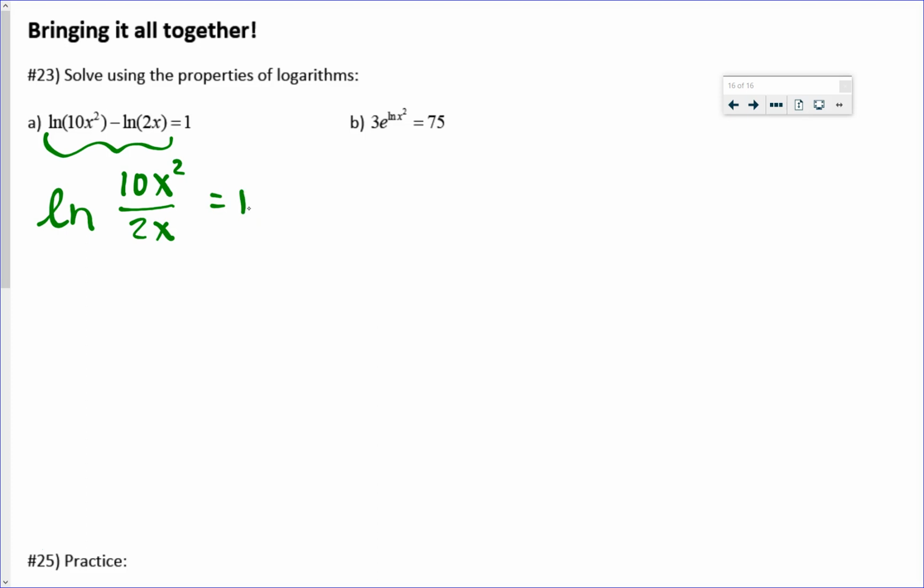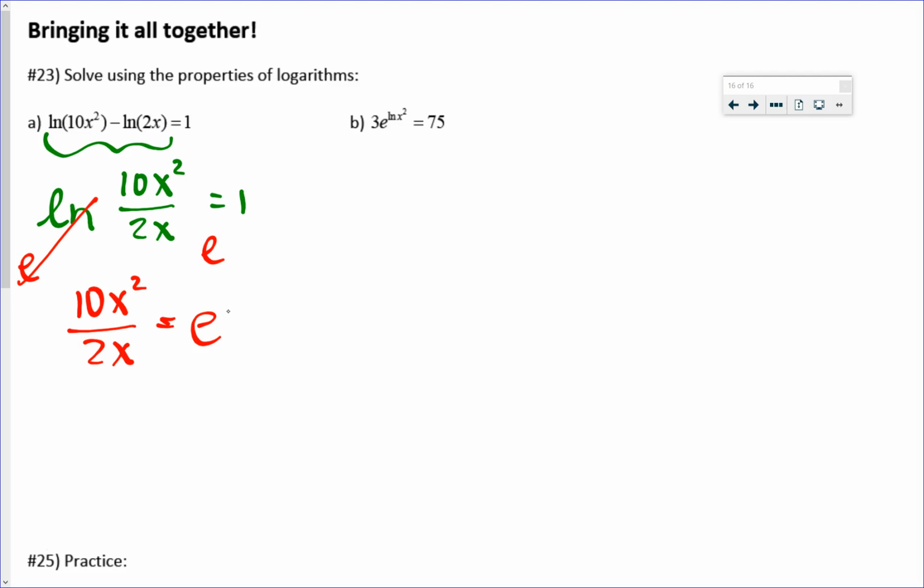Okay, from here, we bring in the matching base to cancel it out. This time, what is the matching base? No, ln is the log. What's the base? E is the base. E is what cancels it out. Now I'm left with 10x squared over 2x equals e to the power of 1, or just e. It is e. All right?